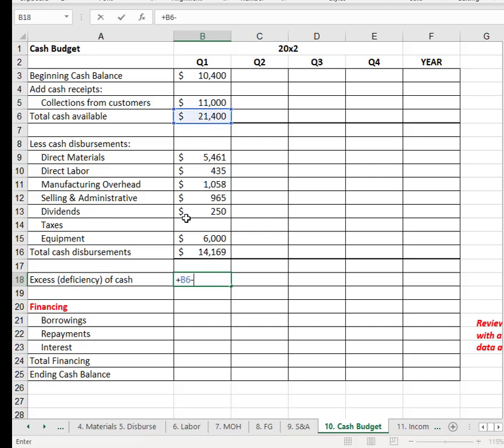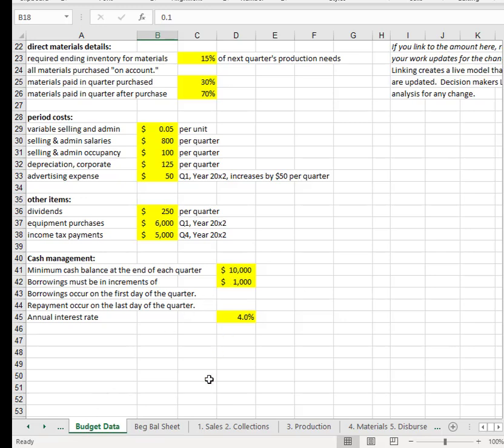And of course, that doesn't mean we actually have overdrawn the checking account, because this is the budget we're forecasting forward, which is good, because if we're going to have a quarter that's short, we know in advance to contact the bank and get that worked out. Now, do we have enough? Well, we're not overdrawn. That's real good. What is the required minimum cash balance? $10,000. And we have to borrow in increments of 1,000.